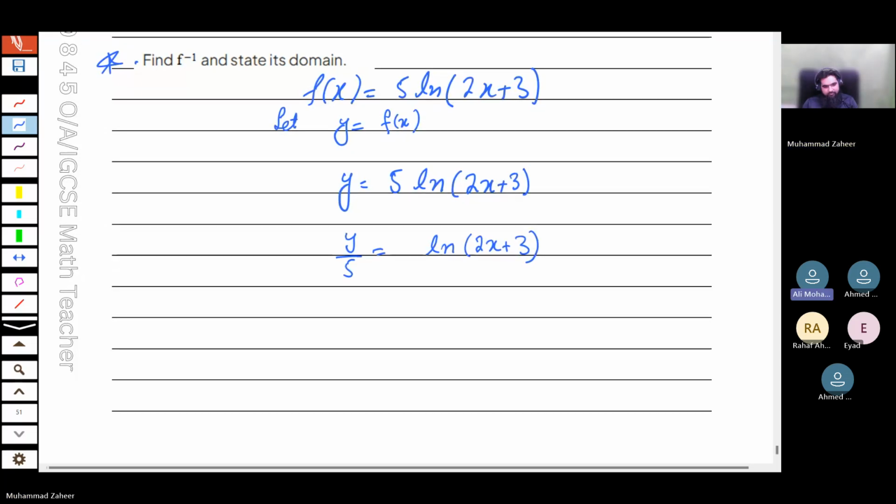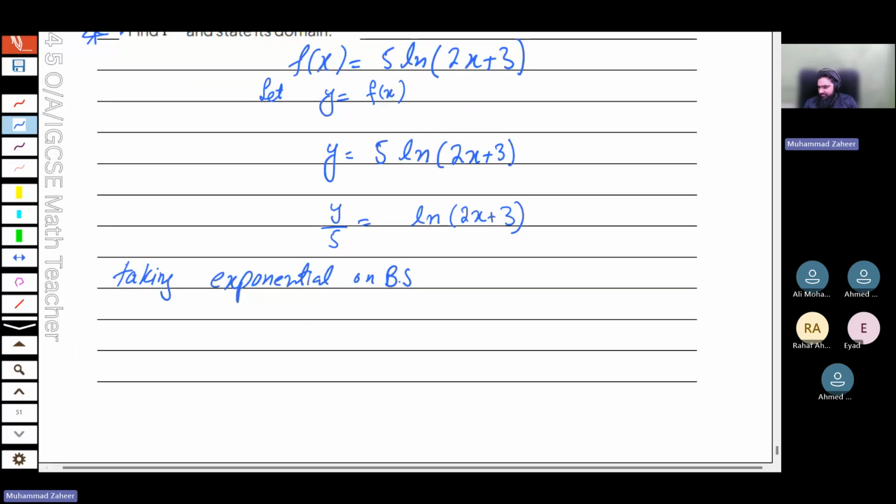e for 4 ln 2x plus 3. Yes, I told you the relation between the exponential and the natural log: they are going to be inverse of each other. I want it to be cancelled out, so I'm going to be taking the exponential on both sides. So e raised to power y over 5 and e raised to power natural log of 2x plus 3.